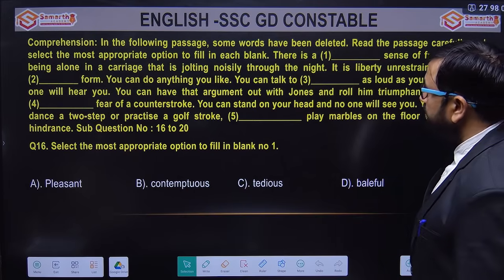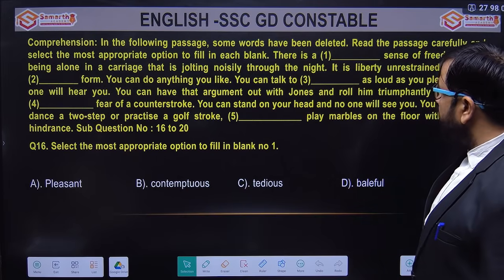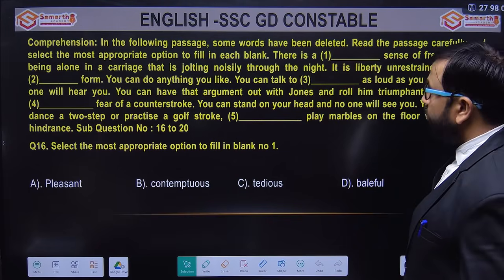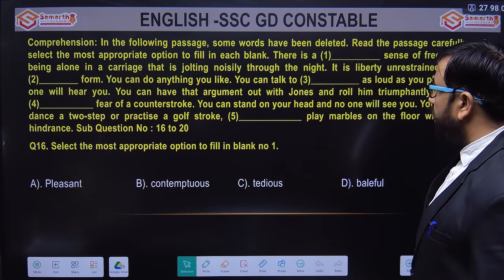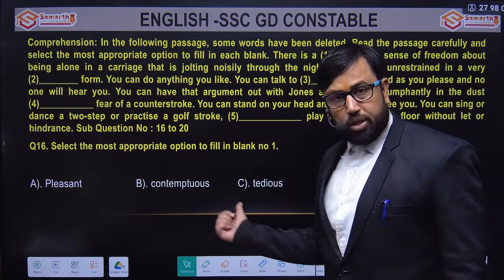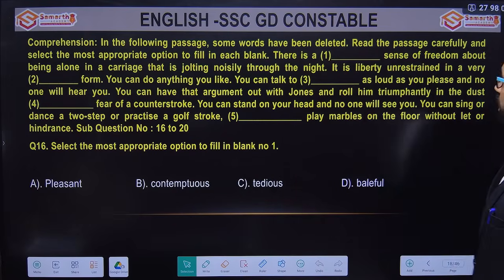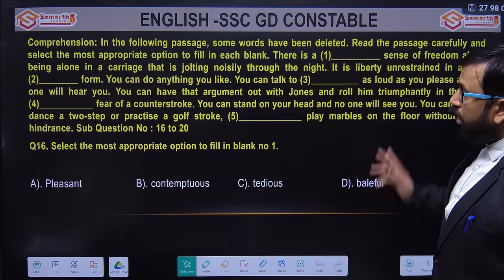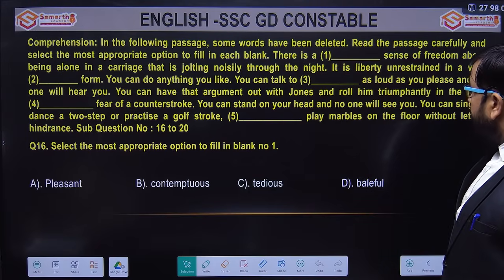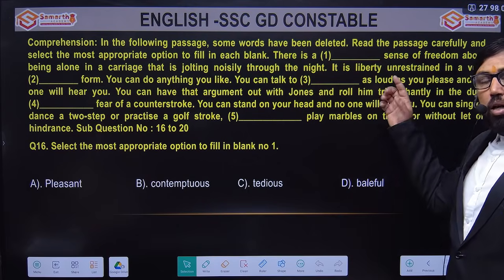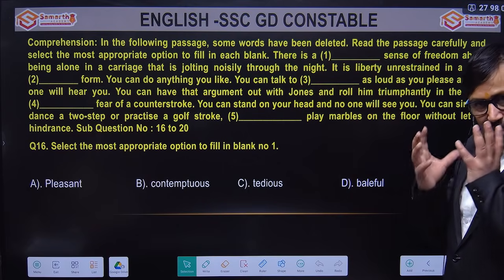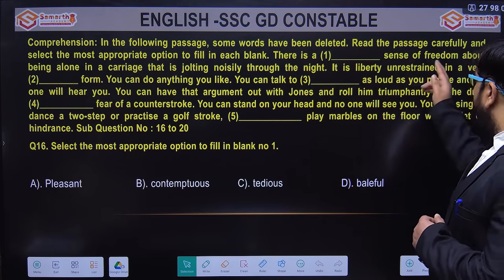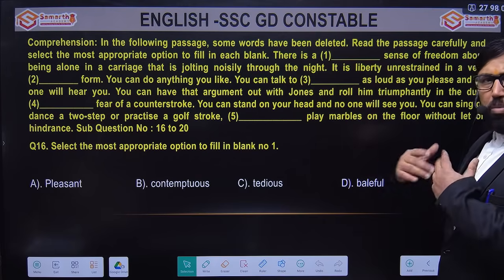Comprehension next. In the following passage, some words have been deleted. There are certain blanks given. Read the passage carefully and select the most appropriate option to fill in each blank. We will choose from the options. The first question is: there is a dash sense of freedom about being alone in a carriage. You need to understand the gist, the theme of the passage. It is talking about freedom, something positive.